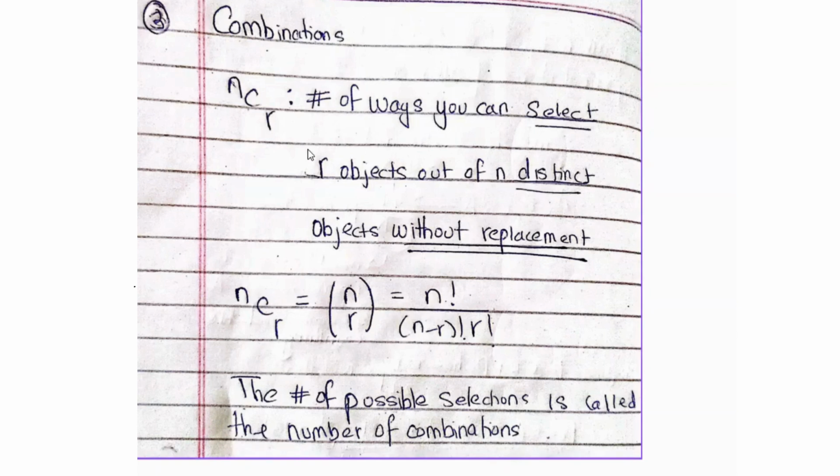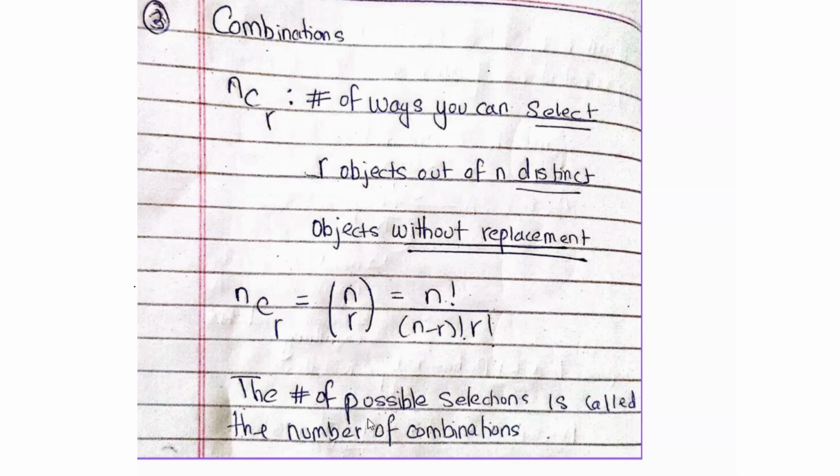Now this is the number of ways that you can select, the keyword being select, r objects out of n distinct objects without replacement. So nCr, or n choose r, tells you how many ways you can select r objects out of n distinct objects without replacement. You will often see nCr written in brackets with n and r. Expressed in terms of factorials, this is n factorial divided by (n minus r) factorial into r factorial.